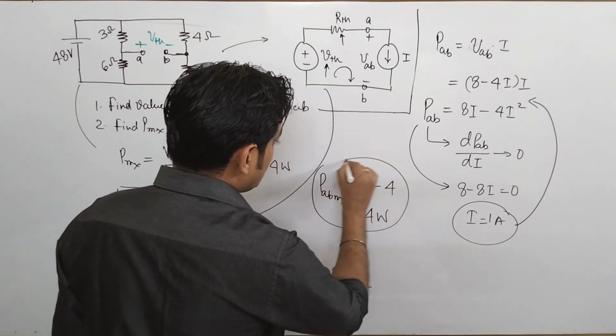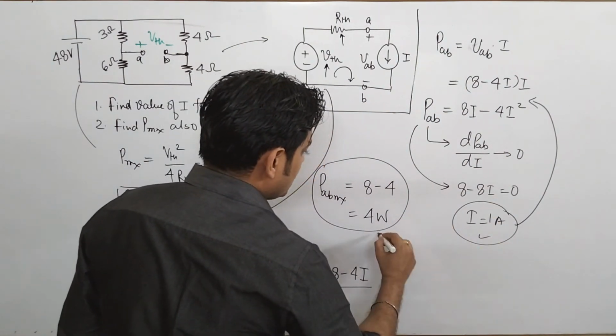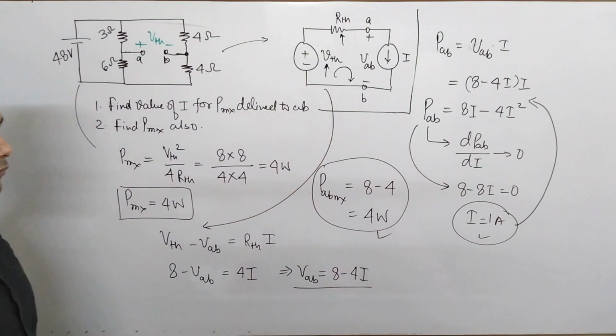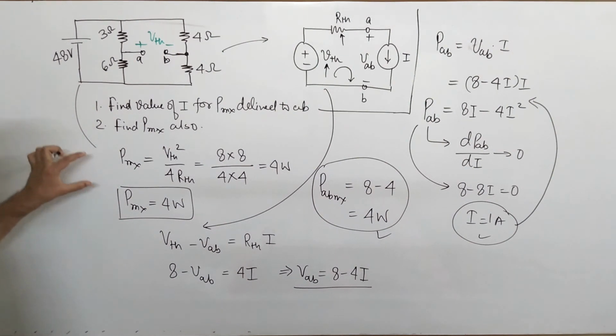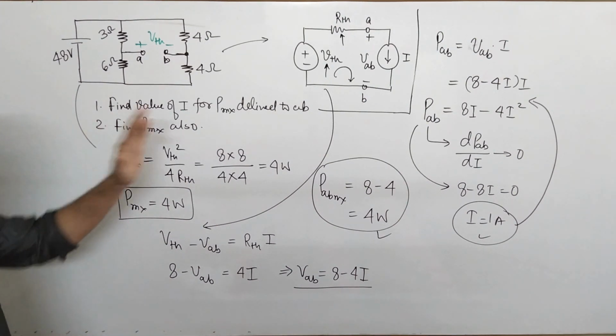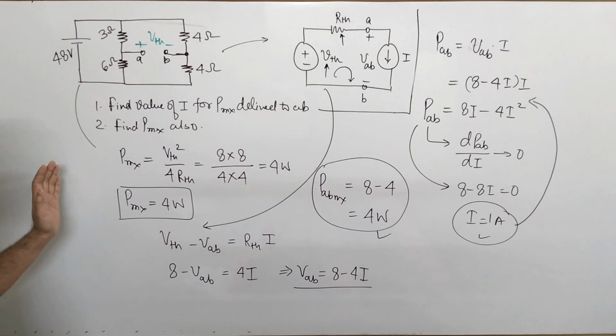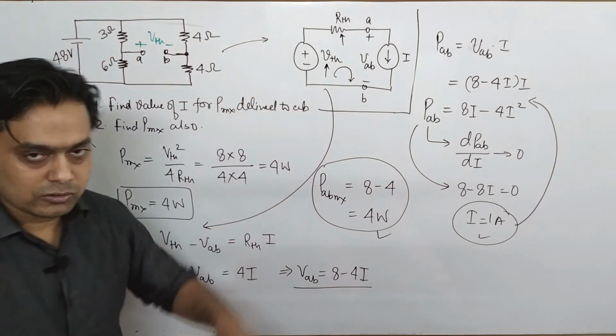So from here I have just told you that you can directly find the value of I as 1 ampere and P max as 4 watt, and from here we can also find the value of RTH and then find the value of maximum power. So there are two ways through which you can find the maximum power: VTH and also I.